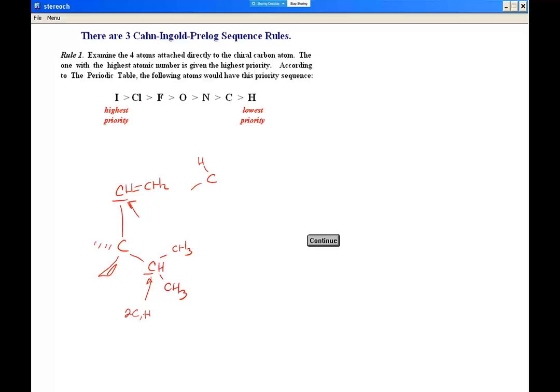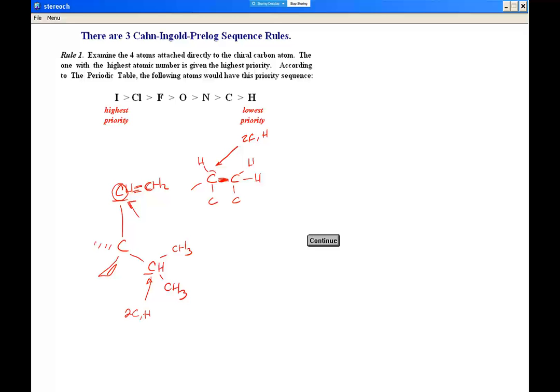So I've got to write the group with just single bonds, and then this carbon gets 1, 2 carbon-carbon single bonds. This carbon over here that's involved in the double bond gets 1, 2 carbon-carbon single bonds. So that's the equivalent structure. So what's now attached to this carbon? Two carbons and an H. And so what happens? We're tied. Those two groups have the same atoms attached to them. So now I go to the next group that's attached to that carbon.